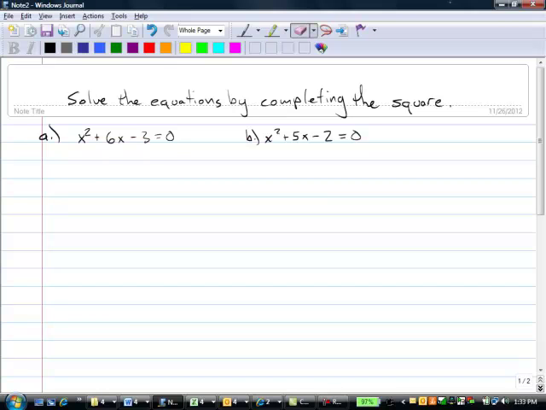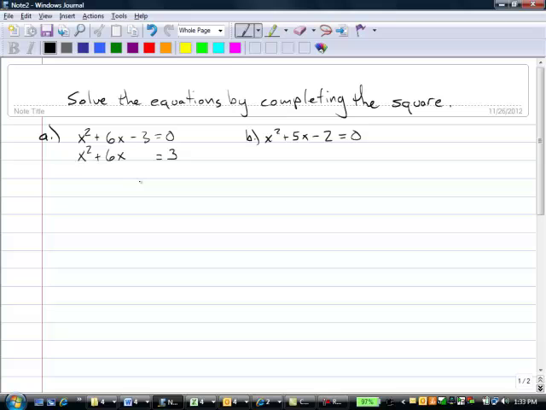Here we have a couple of examples of quadratic equations. We're being asked to solve the equations by completing the square. When you have a quadratic equation set equal to 0 like this, the first step is to move the constant term to the other side of the equal sign. When I move that minus 3 over, it becomes a positive 3. I'll bring down the other two terms, and then I have a space here.